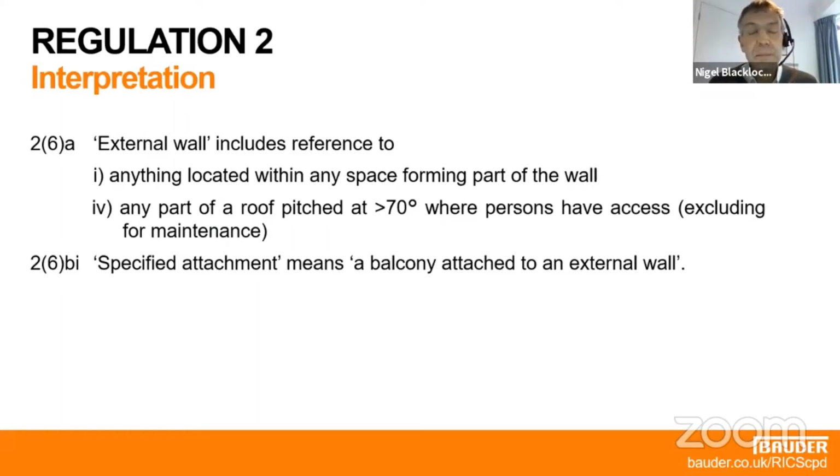So there is an exception if it's only used for maintenance. And then also a specified attachment is, in this case, a balcony attached to an external wall. Another type of specified attachment could be, say, a PV panel.